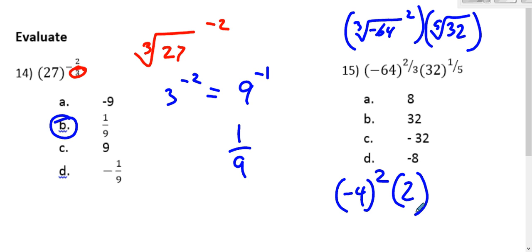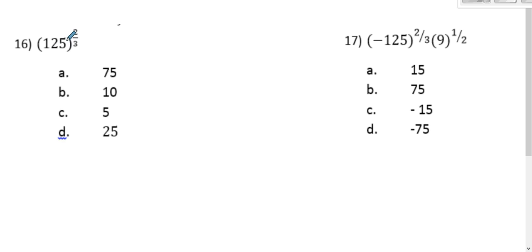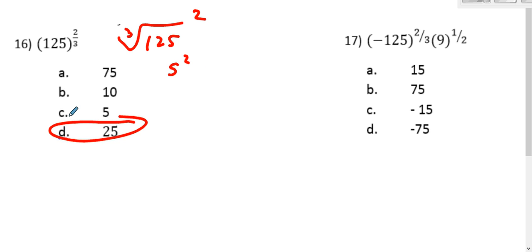So negative 4 squared, negative 4 times negative 4 is 16. 16 times 2 is 32. So 125 to the 2/3, that means cube root of 125 and then square it. Cube root of 125 is 5. Square that, you get 25.